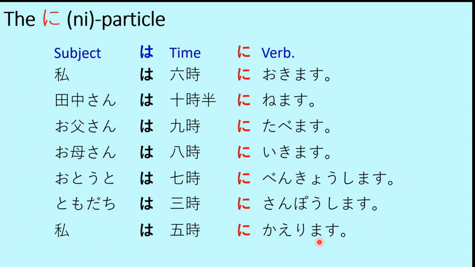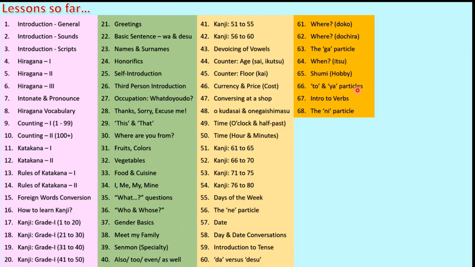So in this way, the ni particle is used in such time-based sentences containing a definite verb. I hope this is clear and it's very simple, and I have tried my best to keep it simple so that the basic concept is understood by beginners. So friends, that's all for today. We have completed 68 lessons in this course so far. And this is the summary of the lesson.